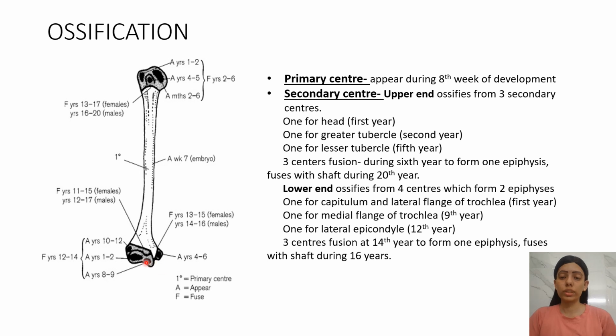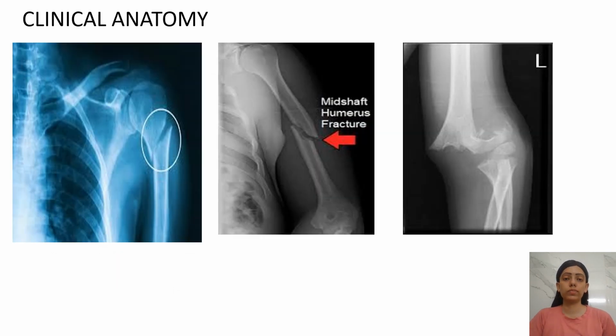It ossifies from four centers which form two epiphyses, one for capitulum and lateral flange of trochlea at the first year, one for the medial flange of trochlea at the ninth year, and one for the lateral epicondyle at the 12th year, and the centers fuse at 14th year to form one epiphysis, and it fuses with the shaft during 16th year. So at the upper end the secondary centers fuse with the shaft during 20th year, and at the lower end they fuse with the shaft during the 16th year.